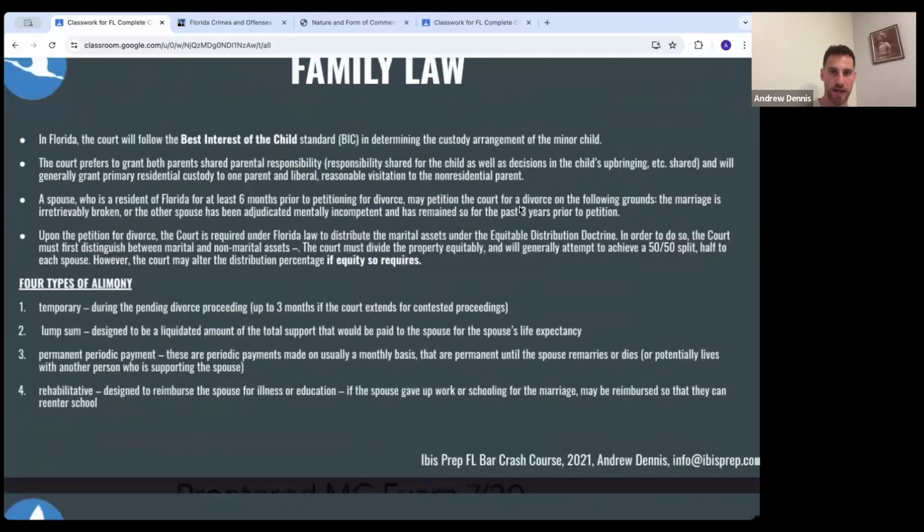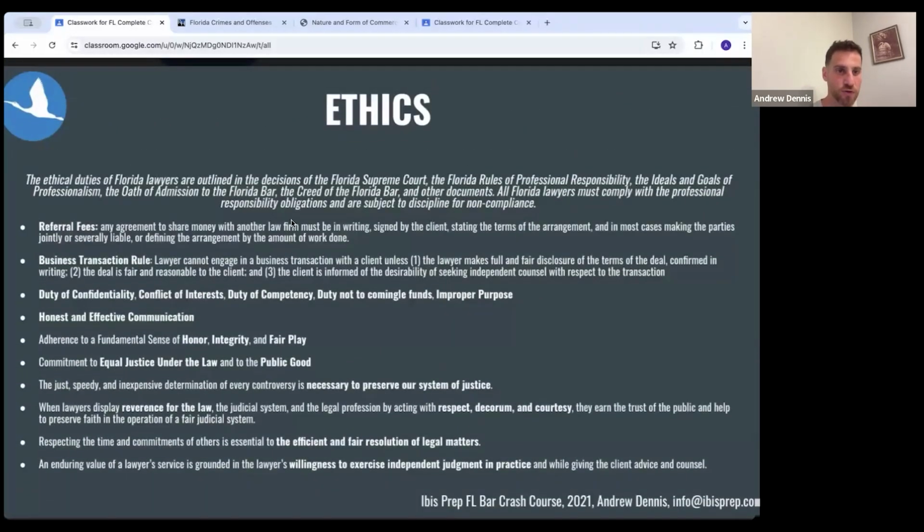Okay. And then we have ethics. The ethical duties of Florida lawyers are outlined in the decisions of the Florida Supreme Court, the Florida Rules of Professional Responsibility, the ideals and goals of professionalism, the oath of admission to the Florida Bar, the creed of the Florida Bar, and other documents. All Florida lawyers must comply with the professional responsibility obligations and are subject to discipline for noncompliance. Noncompliance could lead to fines, suspension, admonishment, or disbarment. What are some types of things that we talk about in ethics? Referral fees.